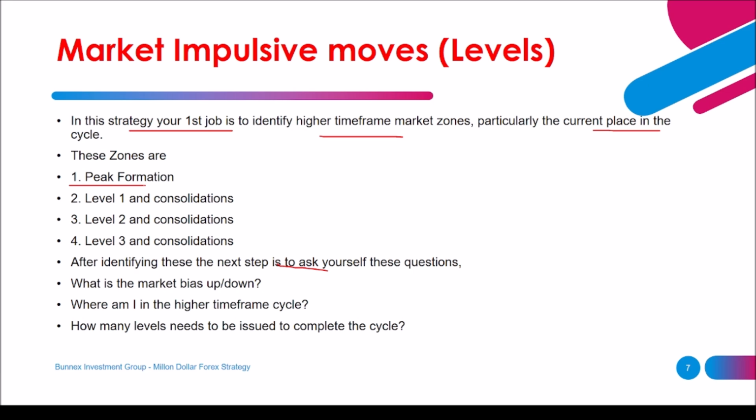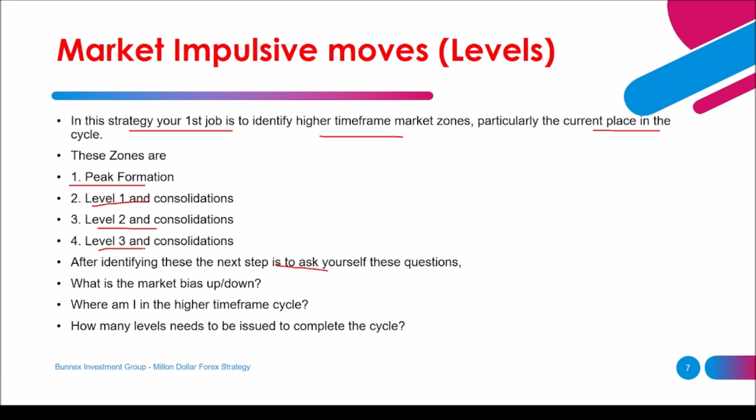That's your first job of considering or identifying that zone. Then from that peak formation high or peak formation low, we usually have what we call a level 1 movement, right? A level 1 is basically an impulsive drop or rise and its consolidations. Usually after an impulsive drop, we need more liquidity, therefore the market will usually consolidate. Then level 2 and its consolidation, and level 3 and its consolidation, right?